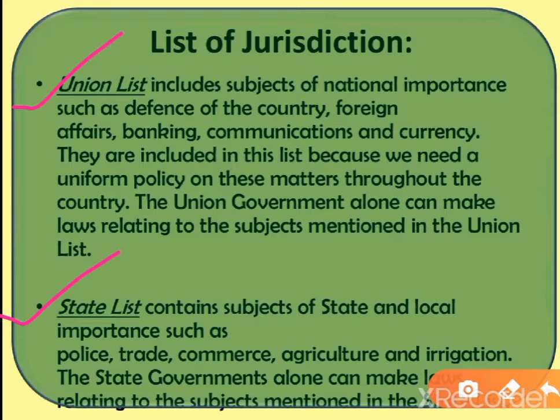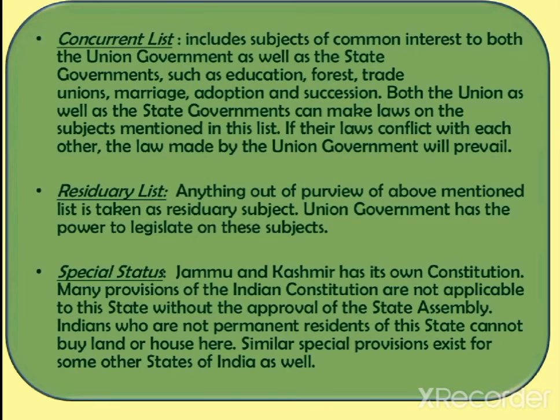The second one is the State List. It contains subjects of state and local importance. Local means village level, or we can say district level things. Importance such as police, trade, commerce, agriculture and irrigation. The state government can make laws relating to the subjects mentioned in the State List. It has 59 subjects.